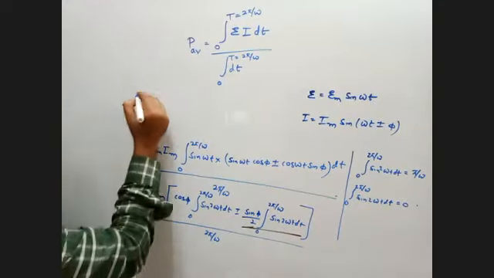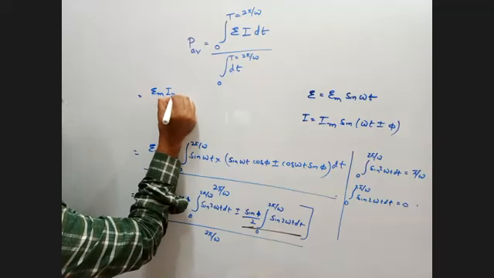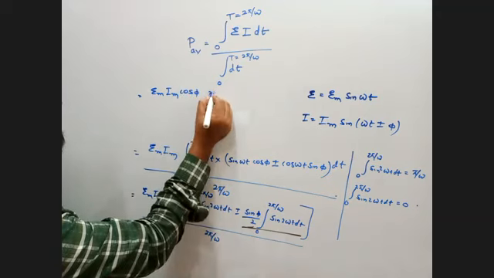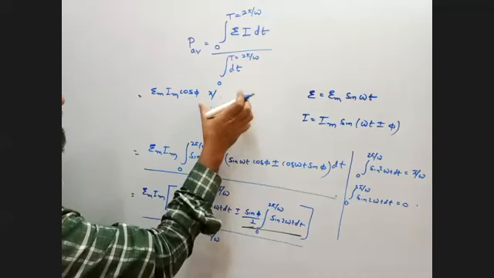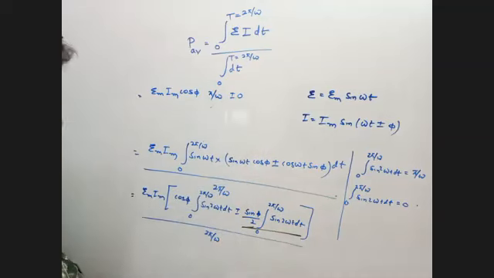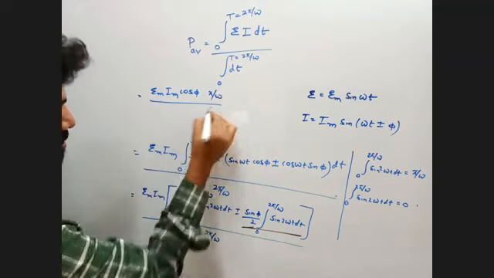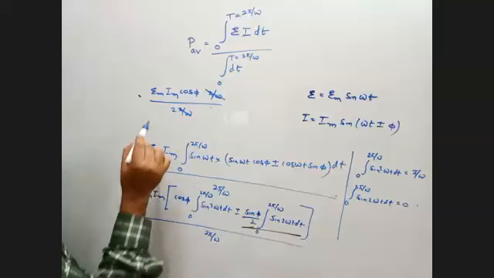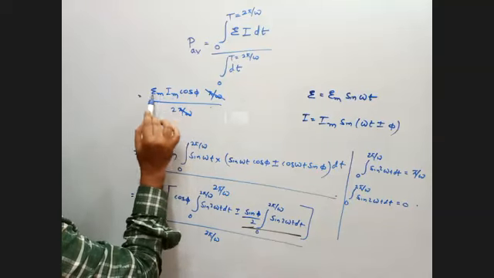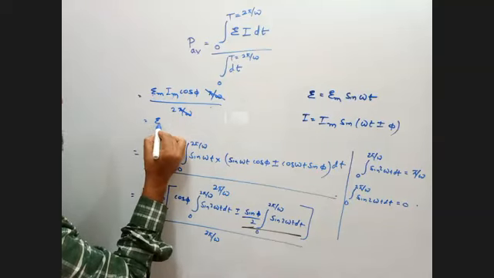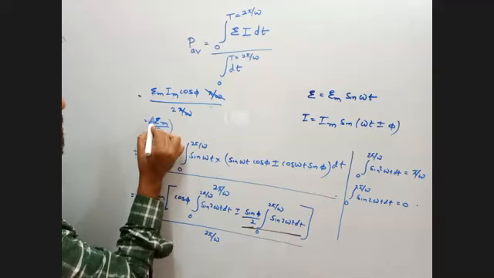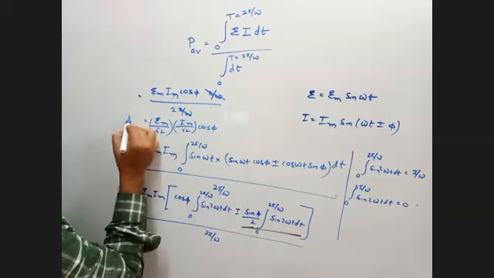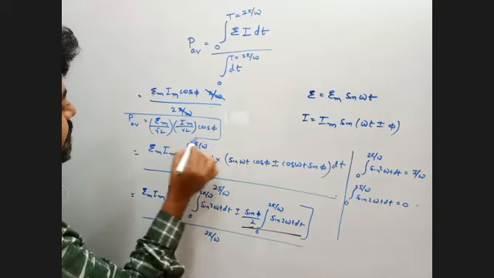That is equal to EM IM cos phi times pi by omega, plus or minus 0, so it doesn't matter now, upon 2 pi by omega. So the pi by omega cancels, and you have EM IM cos phi by 2. You can write it as EM by root 2, IM by root 2, cos phi. That is the average power consumption, which is very, very important.